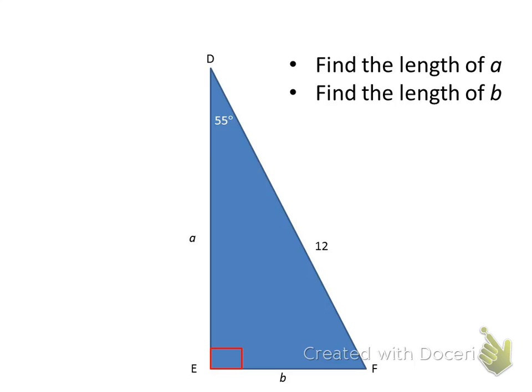Okay, let's do another one like this. Find the length of side A and find the length of side B. First of all, let's locate the angle measurement that we are going to use. What is the angle measurement we're going to use? 55. So I'm going to look at everything from that viewpoint. But let's go ahead and label our hypotenuse, because that's always the easiest one to do. Janae, what is our hypotenuse? 12.